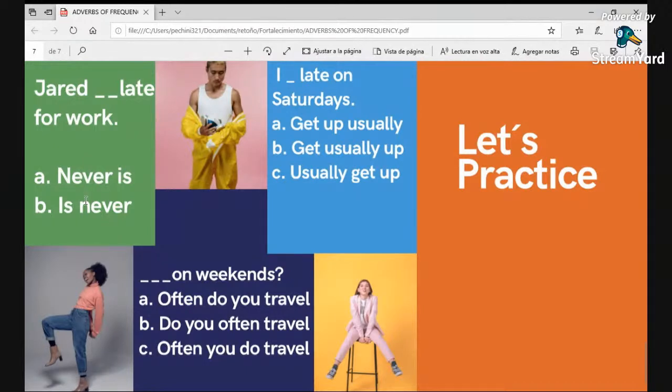Good. It's the letter B. Jared is never late for work. Remember that when you have the verb to be, your adverb of frequency is gonna come after that.